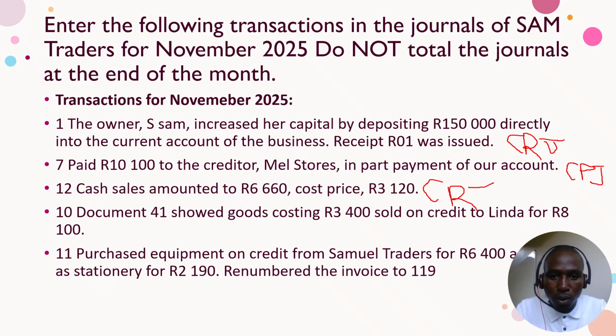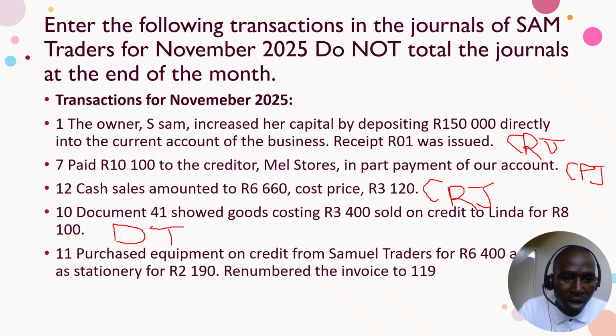Now let's go to transaction number 4. Document 41 showed goods costing 3,400 sold on credit to Linda for 8,100. We said credit sales. We record credit sales in the debtors journal because the customer becomes our debtor. When we sell on credit to a customer and the customer will pay later, he becomes our debtor.